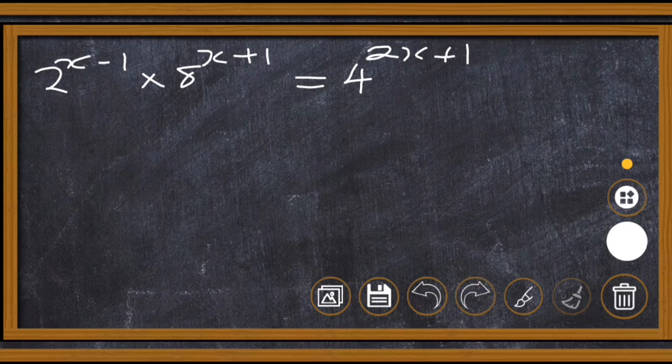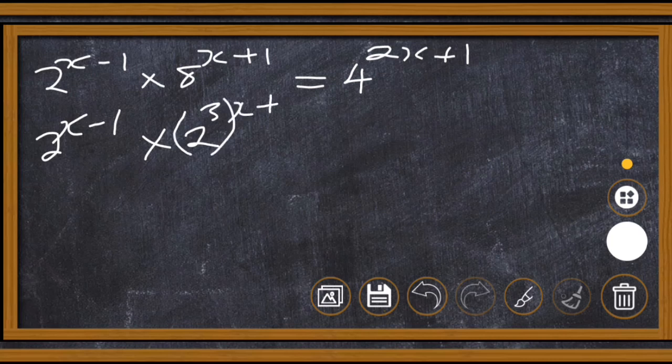So in this case, let's try to prove the left side if it's equal to the right side. Let's reduce this 8 so that we have also 2 there. So this is 2 power x minus 1, and then multiplied by, we know that 8 is the same as 2 to the third power, and then on the power there we have x plus 1. This equals 4, then we have 2x plus 1.